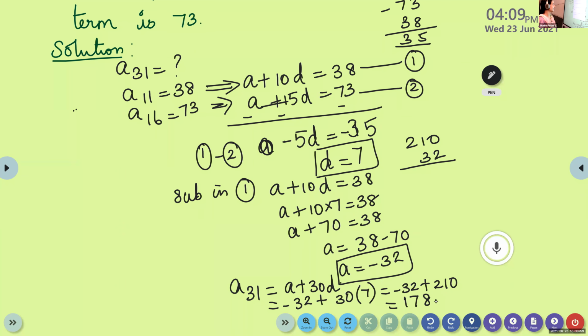Okay, Pratyush, check the answer. I think the borrow is not done. Yes, Rifa, 178. So therefore, A31 is 178. So we got the answer.